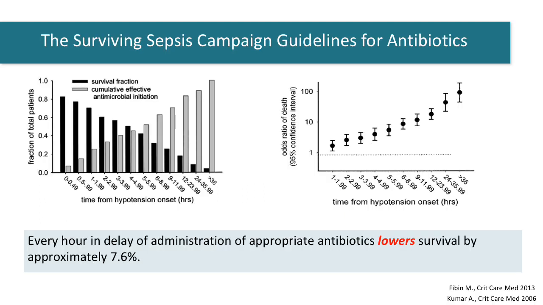Based on the Surviving Sepsis Campaign guidelines, antibiotics should be instituted as soon as possible. From 2013 and data from 2006, it's very clear that every hour of delay in administering the appropriate antibiotics will lower a patient's survival by approximately 7.6%. The goal here would then be, as soon as you're able to finish drawing cultures, antibiotics should be instituted immediately.